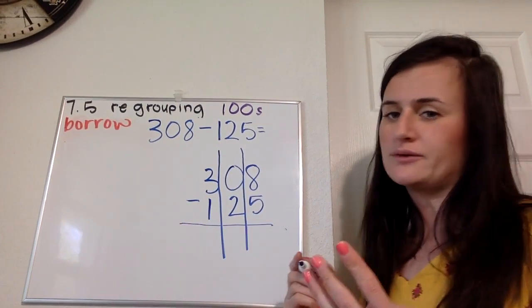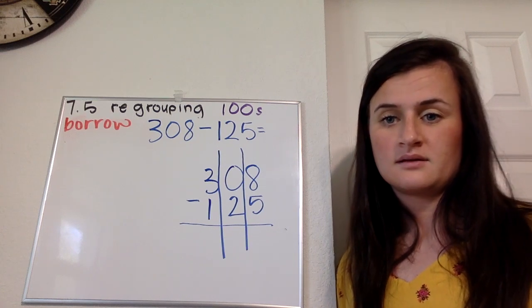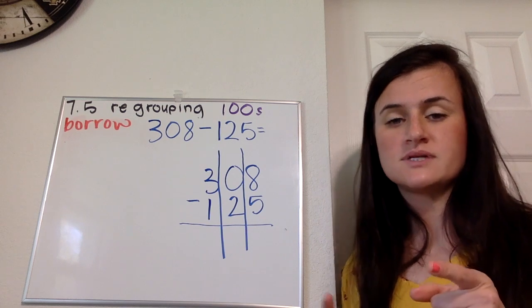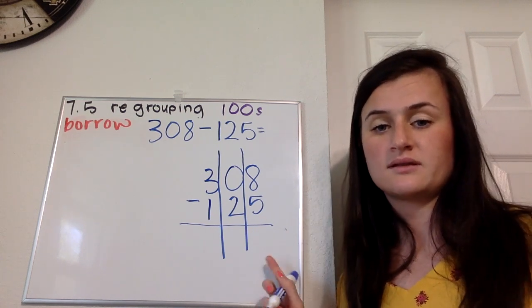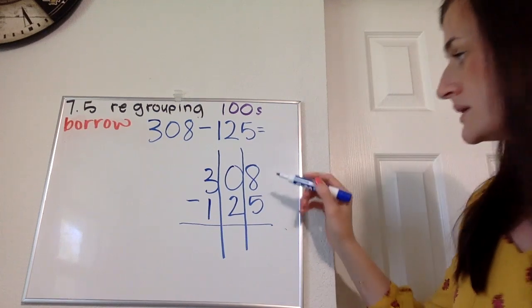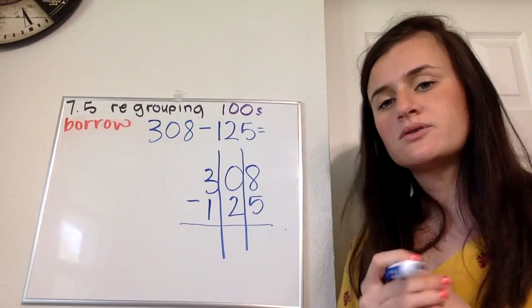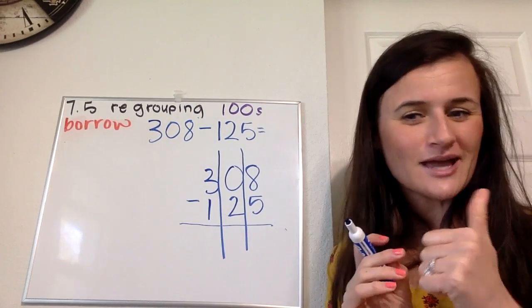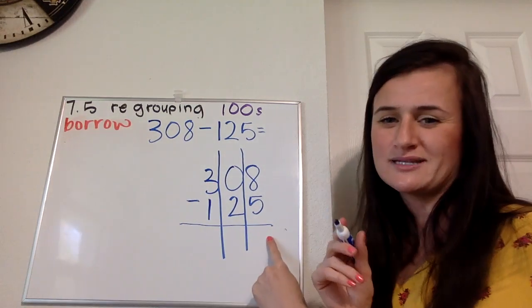So I'm going to give you an extra second because I know I did that kind of quickly. All right, if you need more time, just pause the video and start it up when you have this written down. So we are just going to start in our ones. 8 take away 5. What do you think? Can we subtract? Good job, we absolutely can. So what is 8 take away 5? Write it down in your ones place if you know the answer.